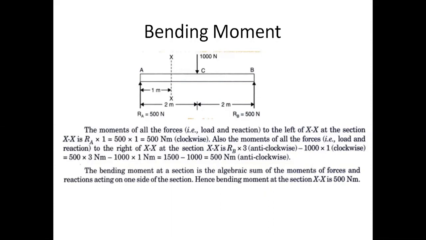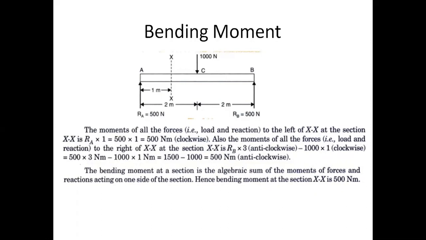As far as the directions are concerned, we will talk about the direction when we discuss the sign convention of bending moment. So this is the bending moment at the section. The magnitude of the bending moment is 500 newton meters at XX.